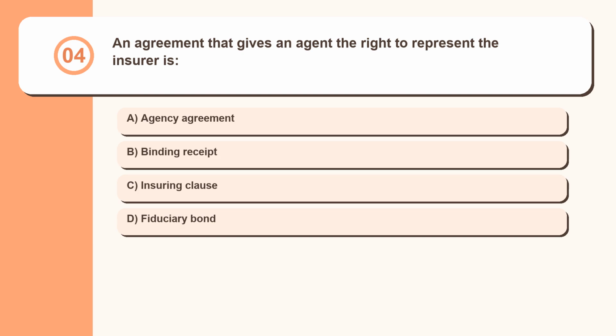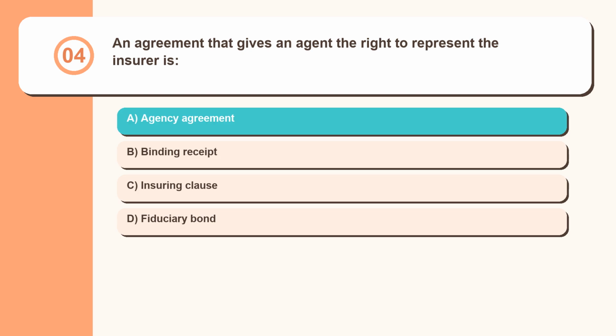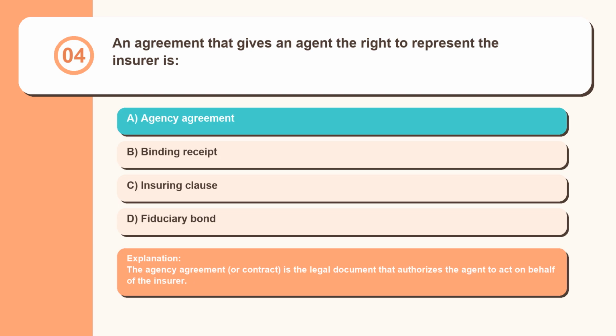Question 4. An agreement that gives an agent the right to represent the insurer is agency agreement, binding receipt, insuring clause, fiduciary bond. The agency agreement, or contract, is the legal document that authorizes the agent to act on behalf of the insurer.